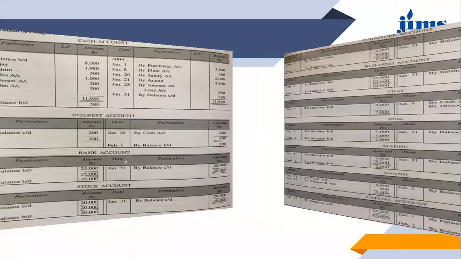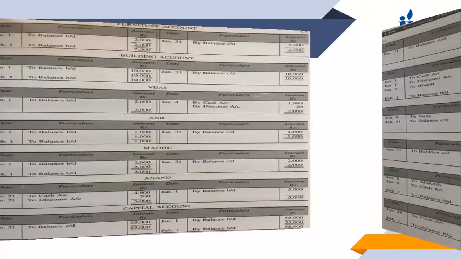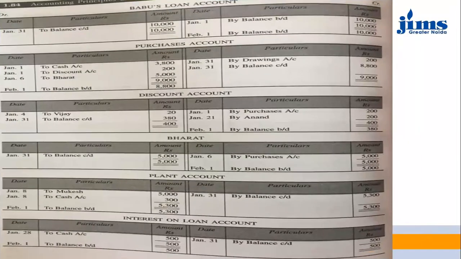Then we'll prepare the purchase account. Let's look for the purchase account where it is. See, we have found the purchase account. Under purchase account, purchase is debited. So we will go to the debit side of the purchase account, and since cash is getting credited, to cash account 3,800 is the amount for the purchases, right?